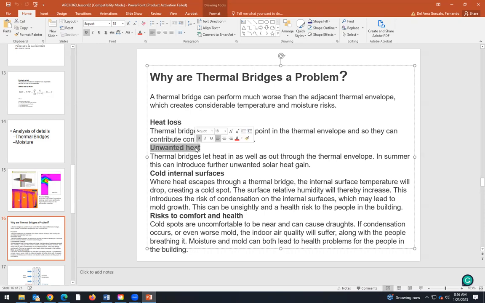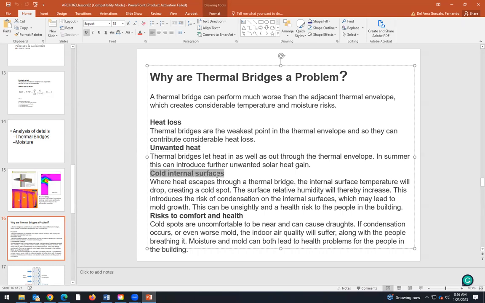Unwanted heat. The heat loss happens in winter. Unwanted heat happens in summer. If the outdoor temperature is warmer than the indoor temperature, then it's the other way around. Through the thermal breach, we have unwanted heat in our building.